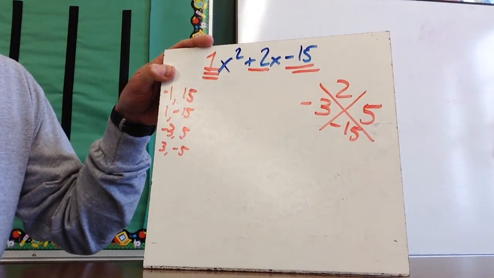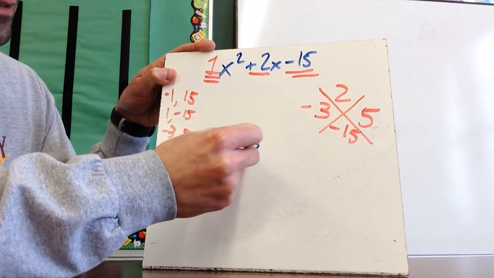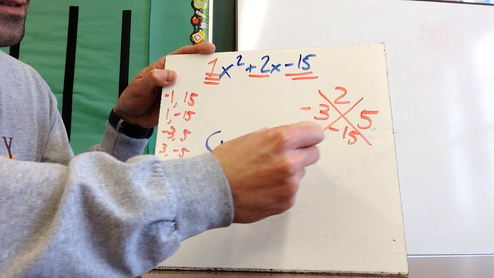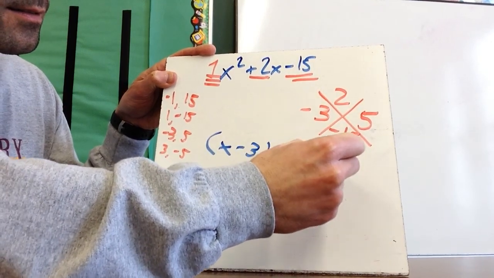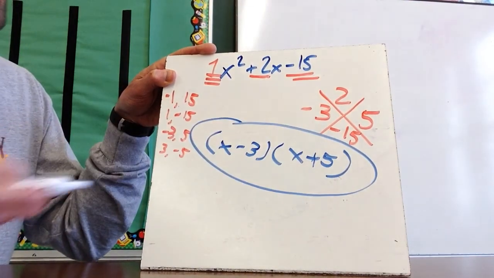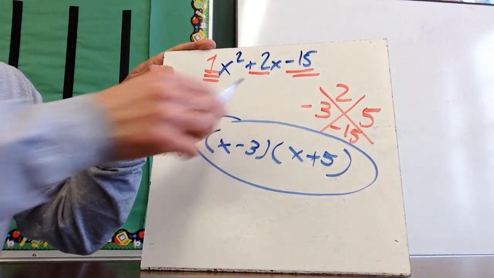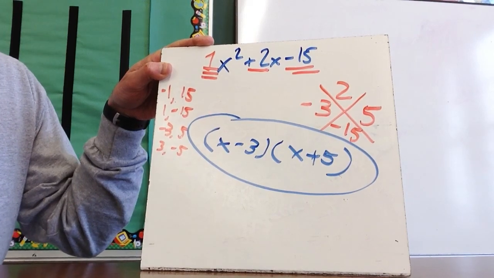Right? And so now when I put this here, this is going to be x, and now it's going to be minus 3, and then x plus 5. So factoring x squared plus 2x minus 15, and again, you could do FOIL on this and figure out that it equals this.